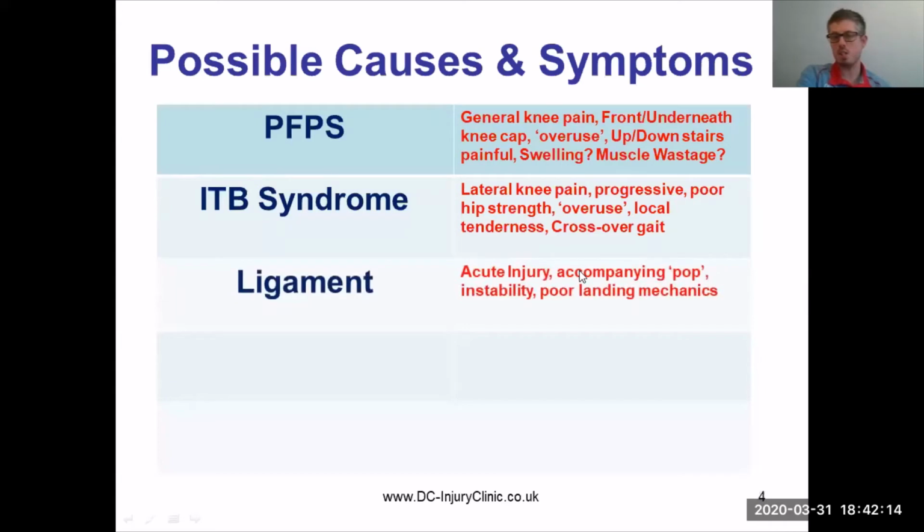So ligament damage, generally acute injuries. Something's happened in a sport environment, a rugby tackle or football tackle, for example. Sometimes there's an accompanying pop or click when it happens, and you would have a natural instability afterwards. There are 4 main ligaments: a lateral on the outside, medial on the inside, at the front you've got your ACL, anterior cruciate ligament, and at the back, the posterior cruciate ligament, and they stabilize the knee joint.